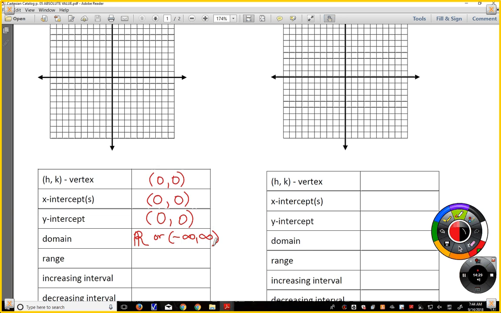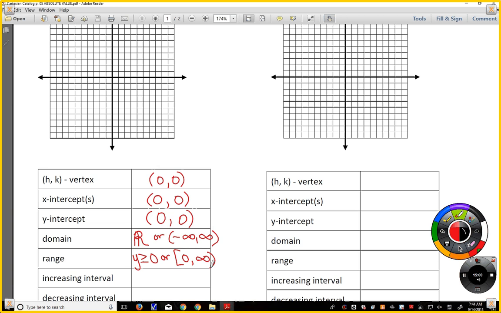What was the range of your parent absolute value function? So what y values does that function contain? Yeah, I see that. It has a minimum at 0, but it has everything above 0. So all y values greater than or equal to 0. Or if we write that in interval notation, that would be from 0 to infinity. Okay, and the square bracket, because 0 is included. We actually hit a y value of 0.